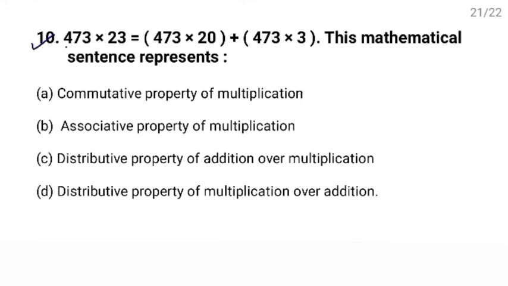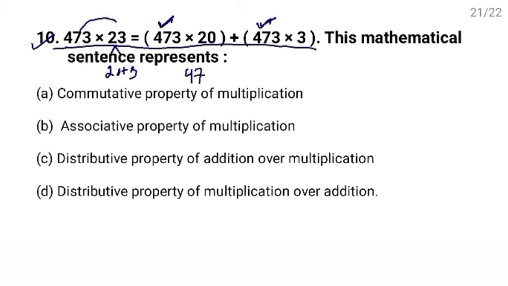Next question, question number 10. 473 multiplied by 23 is equal to 473 multiplied by 20 plus 473 multiplied by 3. Here we can clearly see that we have distributed 473. That's why we have multiplied it with both these numbers. Clear? And we have broken down this 23 as 20 plus 3.